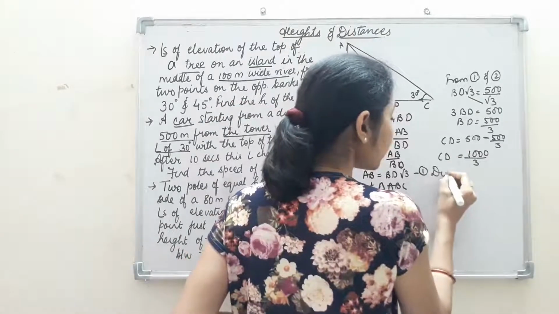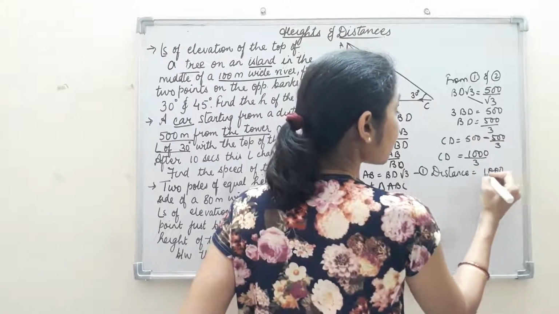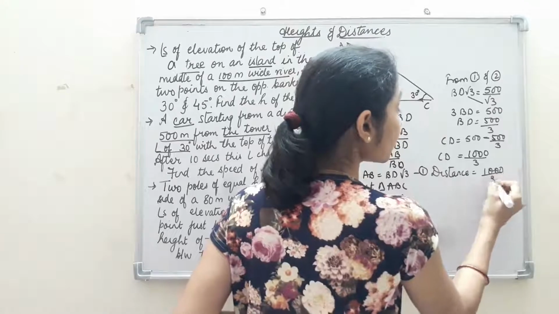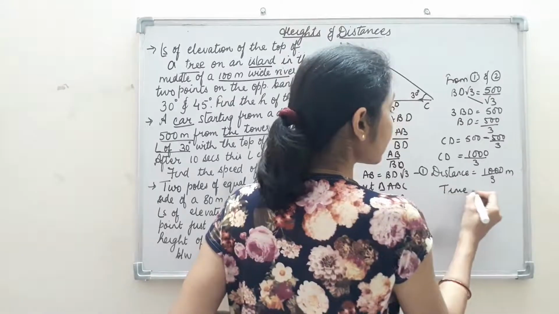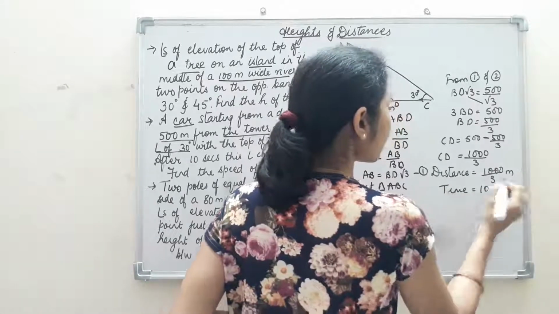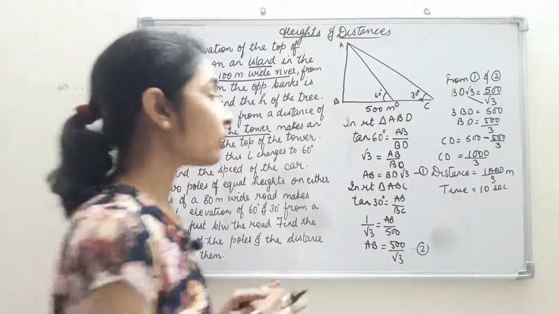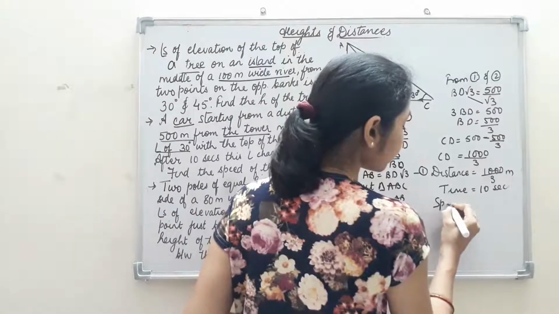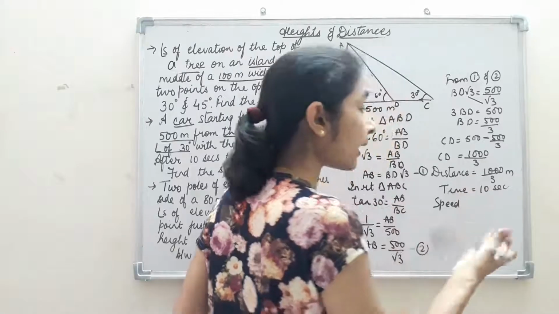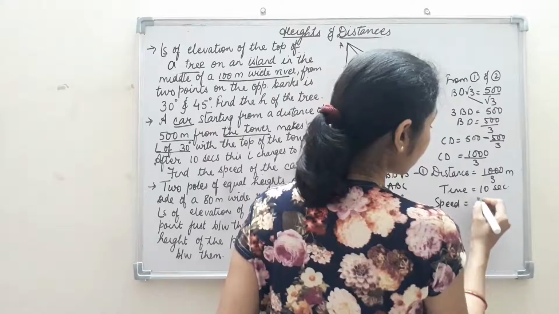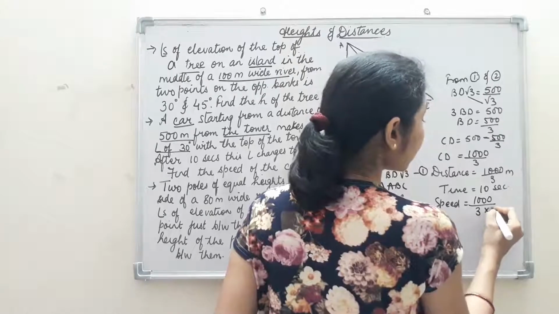So what was the distance traveled by the car? That was 1000 upon 3 meters. And time taken was 10 seconds. Now I need to find out the speed, so I can easily find it. Speed is equal to distance upon time. So here 1000 upon 3 divided by 10.